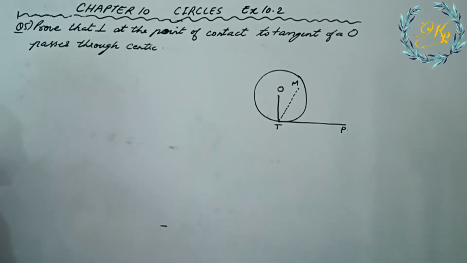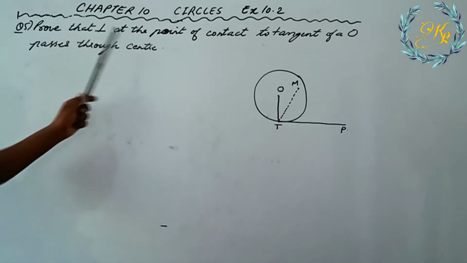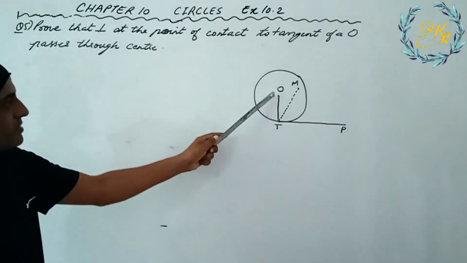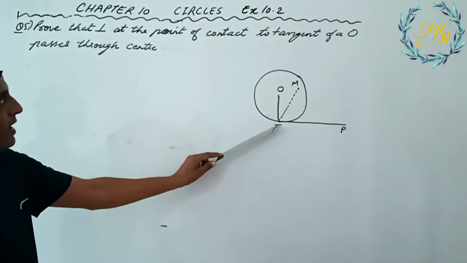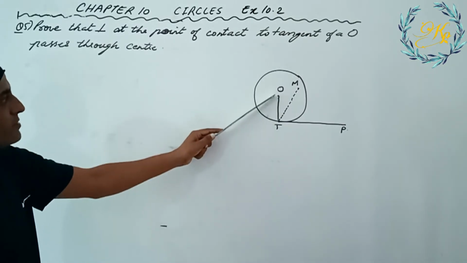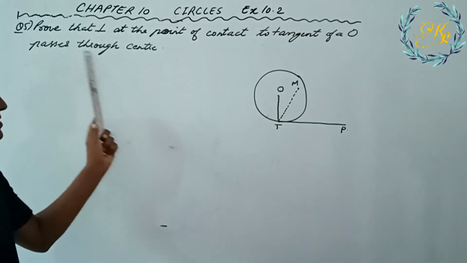Number 5, Exercise 10.2, we are supposed to prove, it's a rider once again, we will prove that the perpendicular at the point of contact. Let's follow the diagram, the figure given to us. This is the perpendicular at the point of contact to the tangent. Here the tangent is PT. The perpendicular is drawn from center O of the circle. Okay, passes through the center.